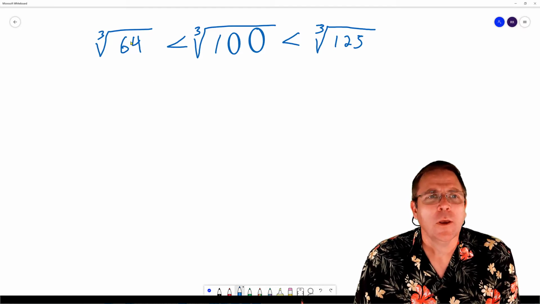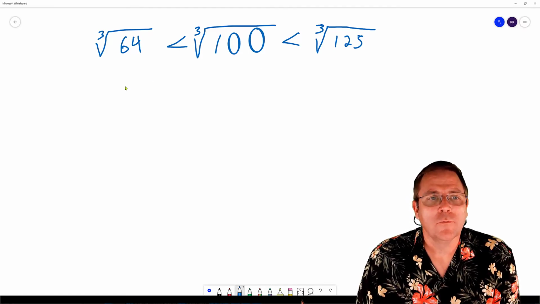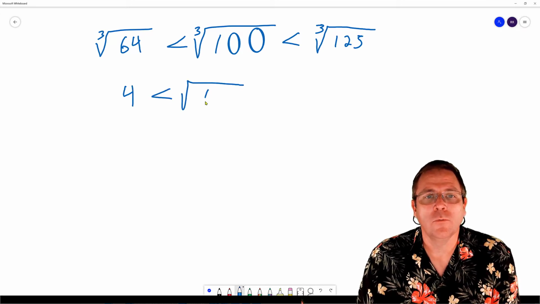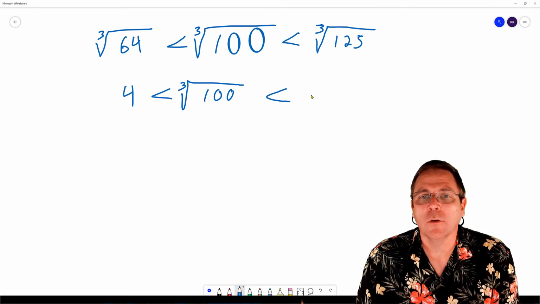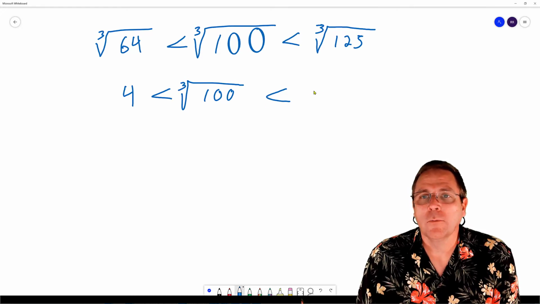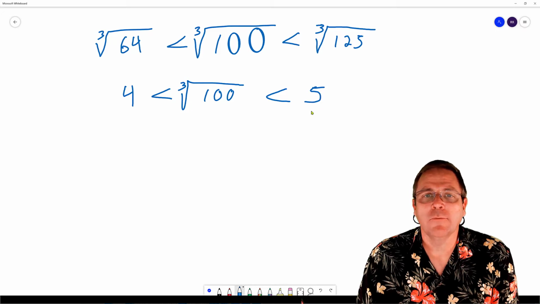Absolutely it does. From here I'll say the cube root of 64 is going to equal 4, which will be less than the cube root of 100, which will be less than the cube root of 125, that's going to be 5.